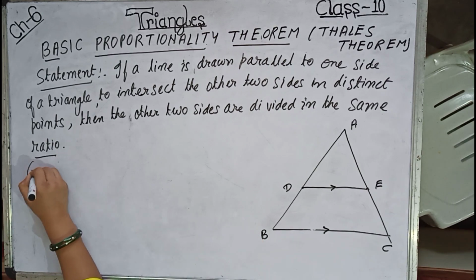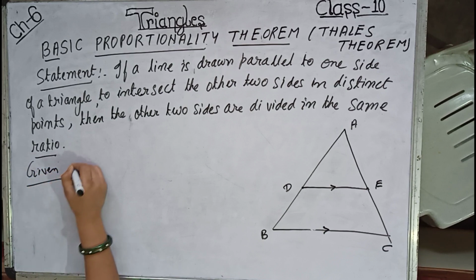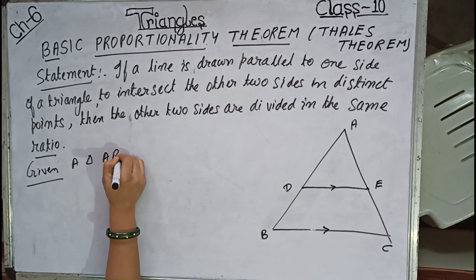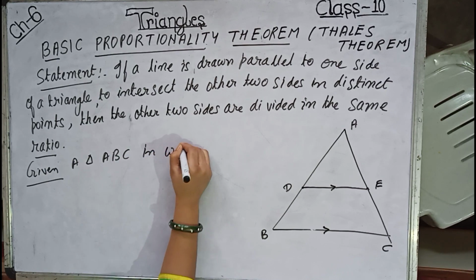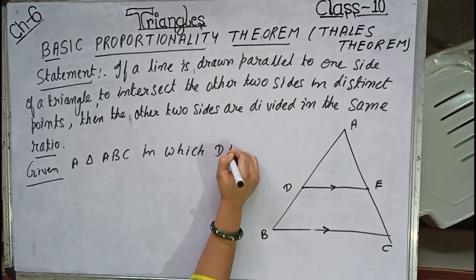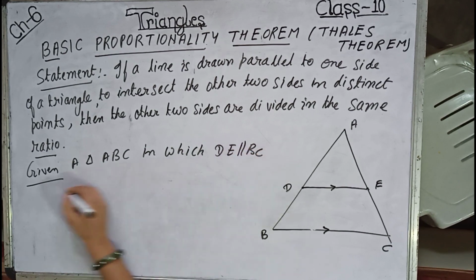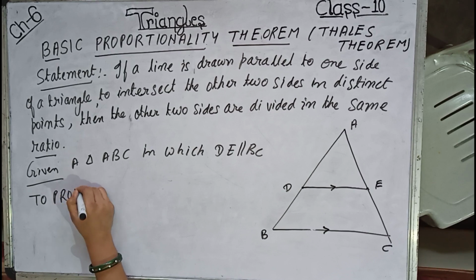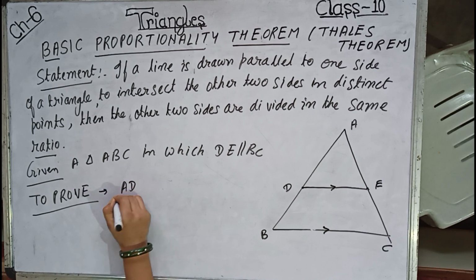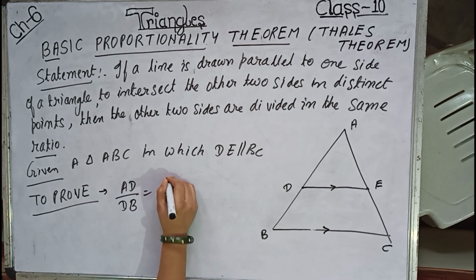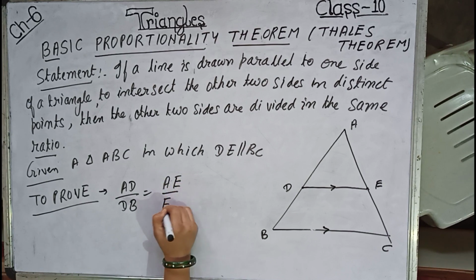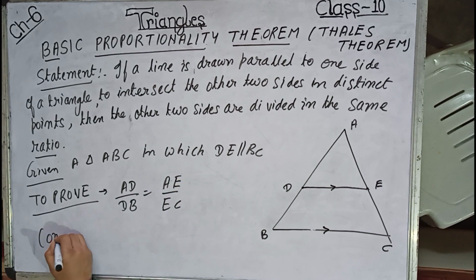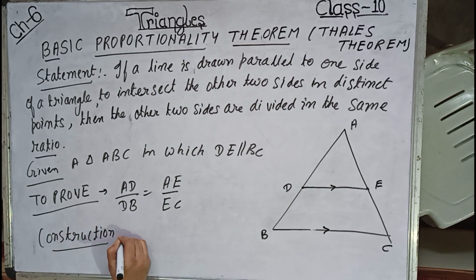So let us start. First we will be writing given: triangle ABC in which DE is parallel to BC, and to prove: AD by DB equals AE by EC. Now for proving we need some construction. So we will be writing over here construction.